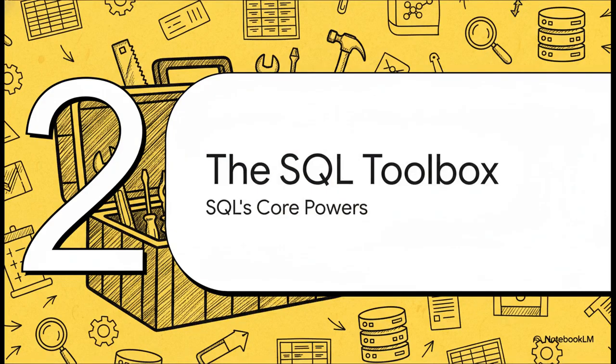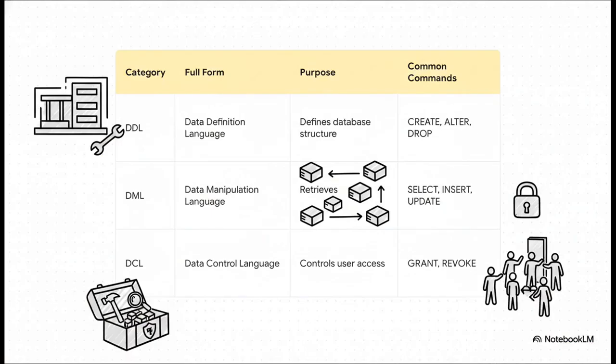To really get a grip on SQL, it helps to think of it less as a single tool and more like a complete toolbox. Inside, you've got different sets of tools, and each one is designed for a very specific job. So let's open up this toolbox and see what's inside. So inside, we've got three main trays. First up is DDL, or Data Definition Language. This is your construction kit. It's the set of tools for building the actual structure of your database. Think of it as the architect.